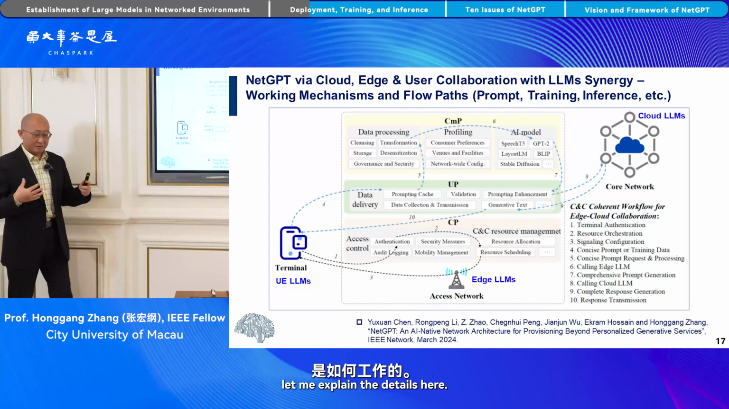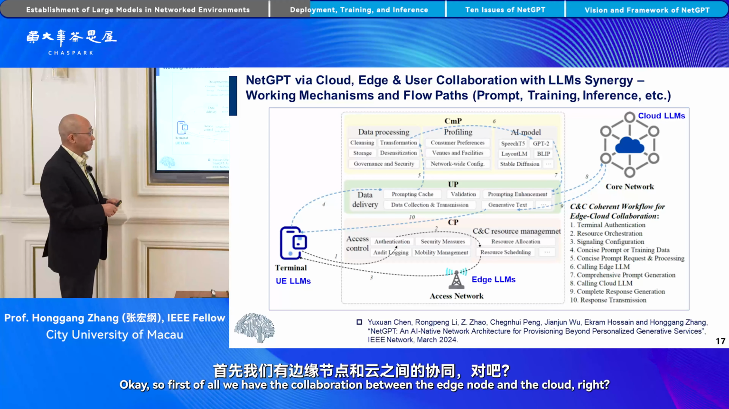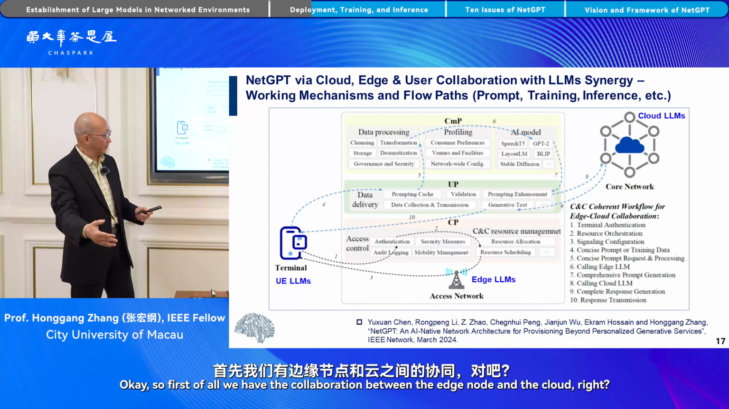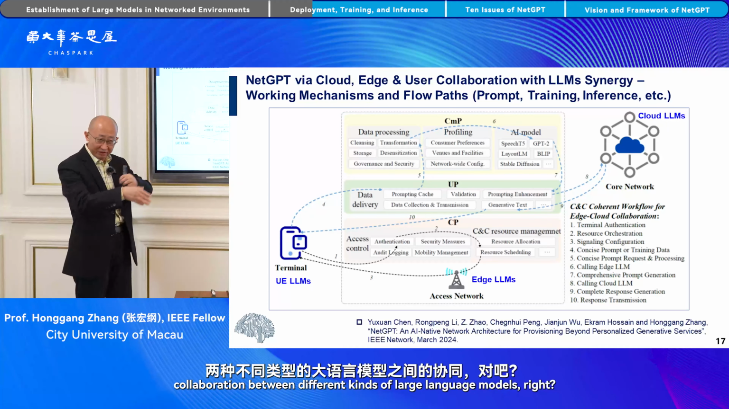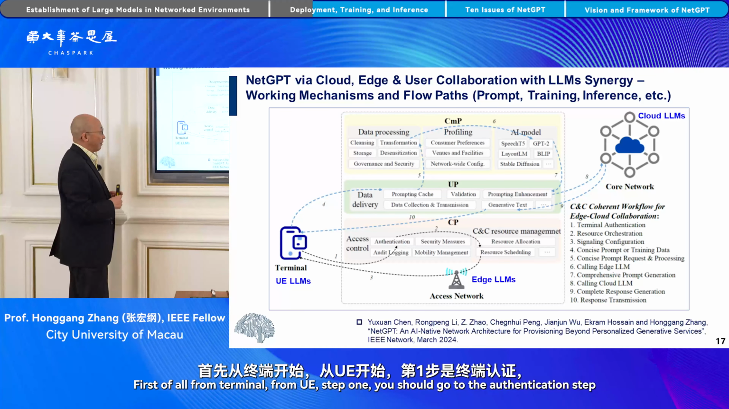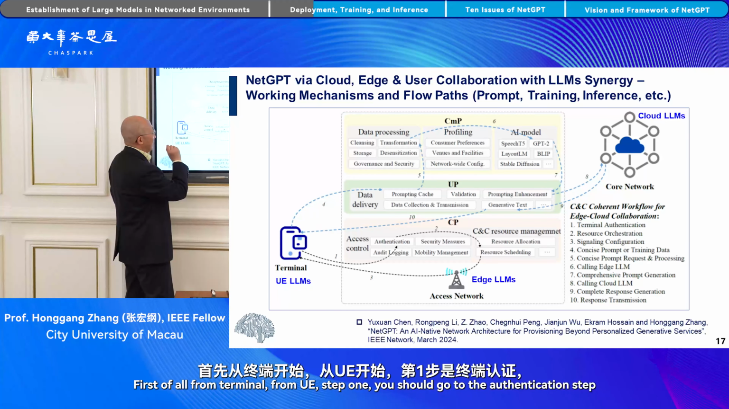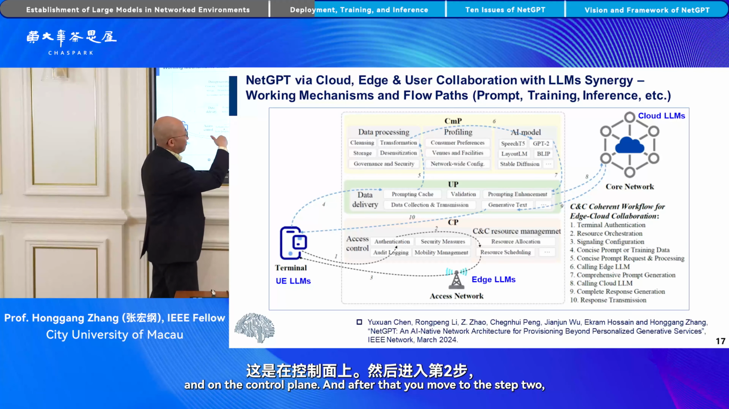Now, how does NetGPT work? Let me explain the details. First of all, we have the collaboration between the edge node and the cloud. On the cloud side, we have Llama 7B. On the edge node, we have GPT-2. So it's a kind of cooperation between different large language models. First, from the terminal, from the UE, in step 1, you go to the authentication step on the control plane, and after that you move to step 2.